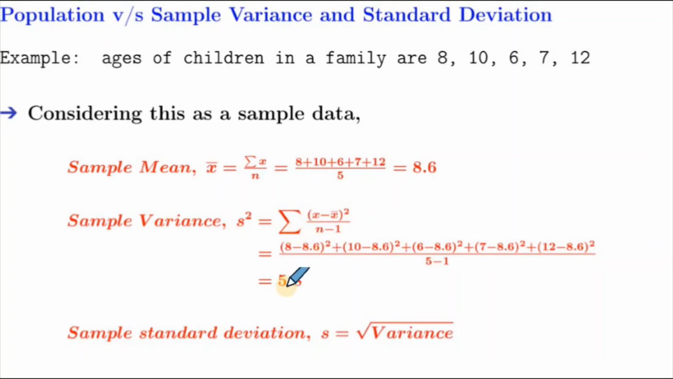Now the standard deviation is the square root of variance. So our sample variance is 5.8. Therefore, our sample standard deviation is 2.41.